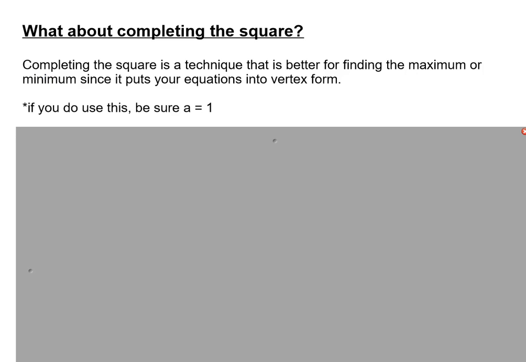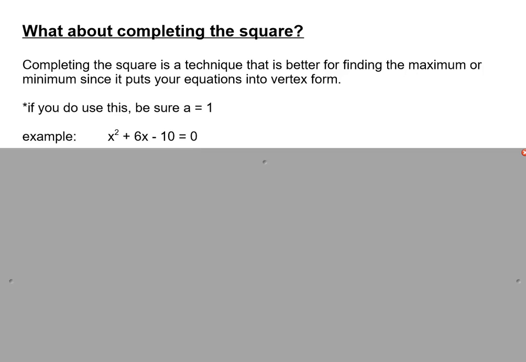If you're going to use this, be sure A is 1. We have not practiced completing the square if A isn't 1. It's a little bit more involved of a process. You can do it, but we haven't talked about it. So if you're going to use this method, be sure that A is 1.